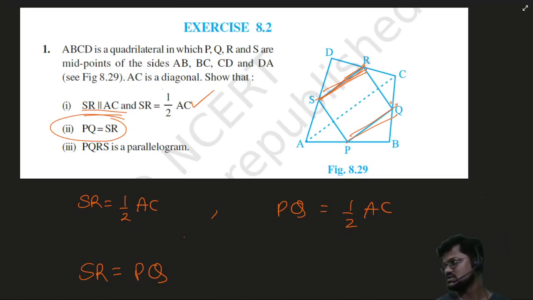Further to this, the midpoint theorem, if you want to do, I'll do it. And the further exercise also we'll be doing in the next class.